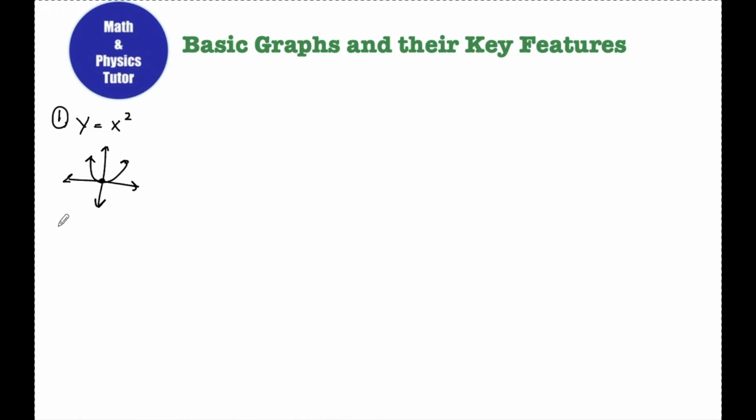There are no asymptotes. The domain is negative infinity to infinity, meaning I can plug in any x value and get out a y value. My range, however, is restricted. My y values start at 0 and go up to infinity. So my range is going to be from 0 to infinity, and again, including 0, which is why there's a bracket there.